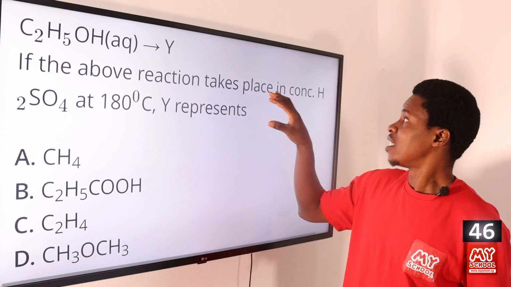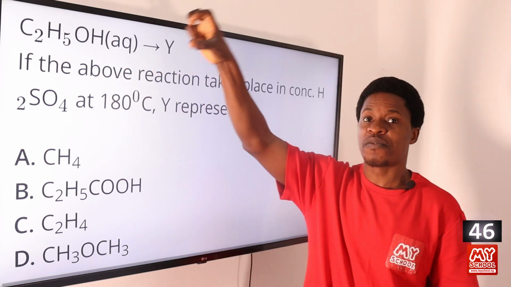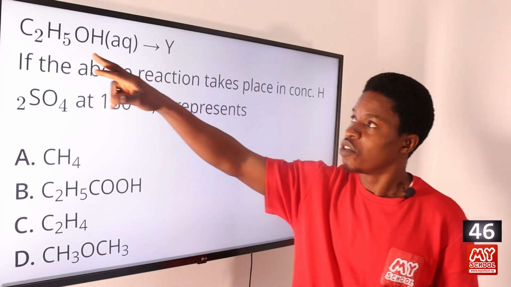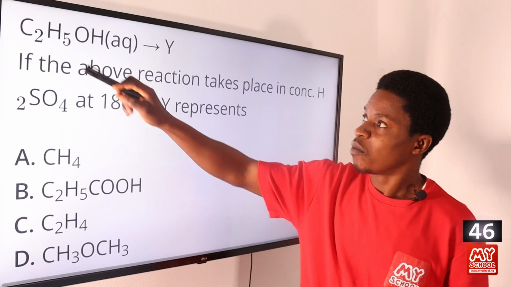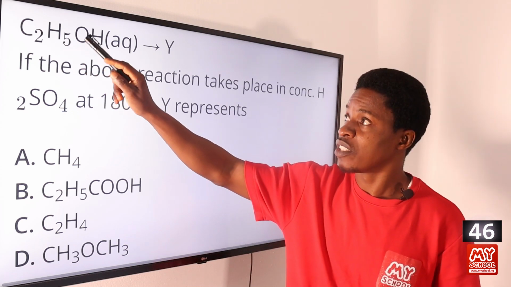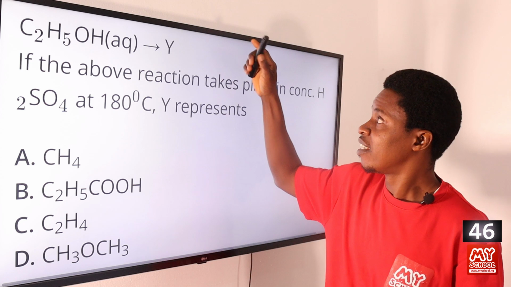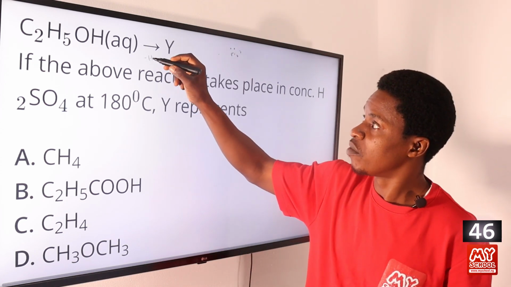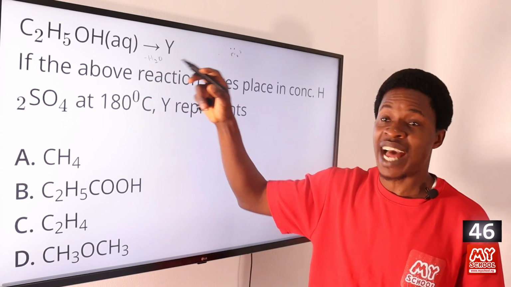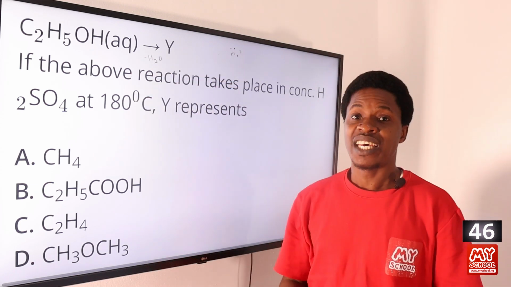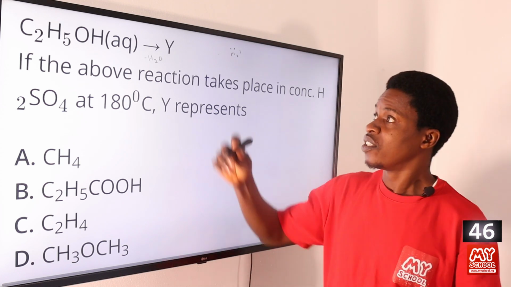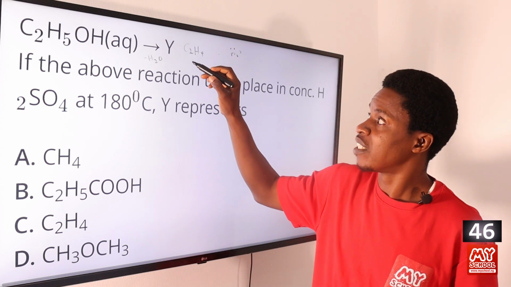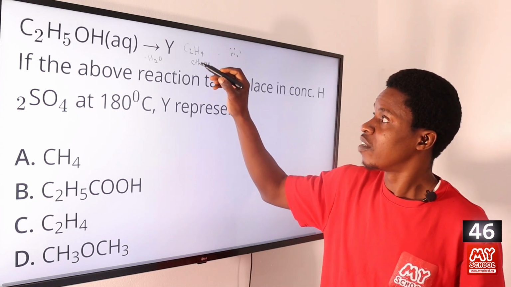So the concentrated H2SO4 will remove the water, the H2O molecule. If you remove one hydrogen from here, that hydrogen combines with this OH to form water, and the water is removed because H2SO4 is acting as a dehydrating agent. Then we have C2H4 left, which is your ethene or ethylene.